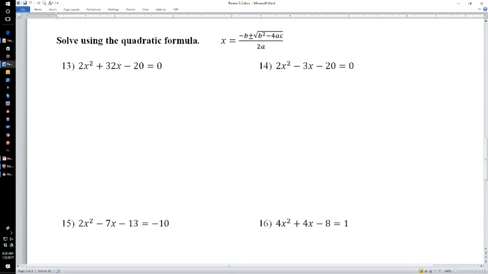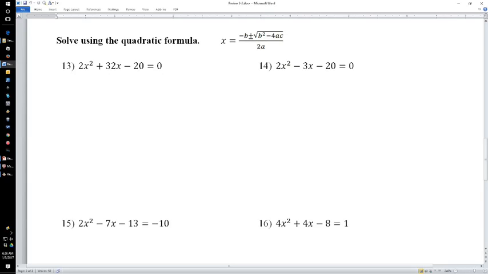All right, for this one, these are the last four on the review. We are going to solve using our quadratic formula, which is, remember, negative b plus or minus the square root of b squared minus 4ac all over 2a. Now that you'll never forget that song.